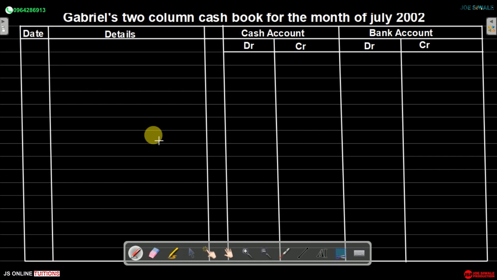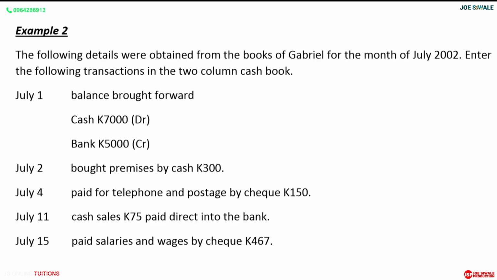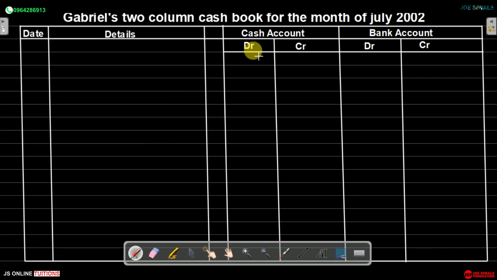So we'll start by recording the first transaction which occurred on the 1st of July. And it reads, balance brought forward. We have cash amounting to 7,000 on the debit side, and we have bank amounting to 5,000 on the credit side. And we know that the amounts that we are recording are in kwacha, so we're going to put our K. And the year that we are using is 2002. So we have the first transaction which occurred on the 1st of July.